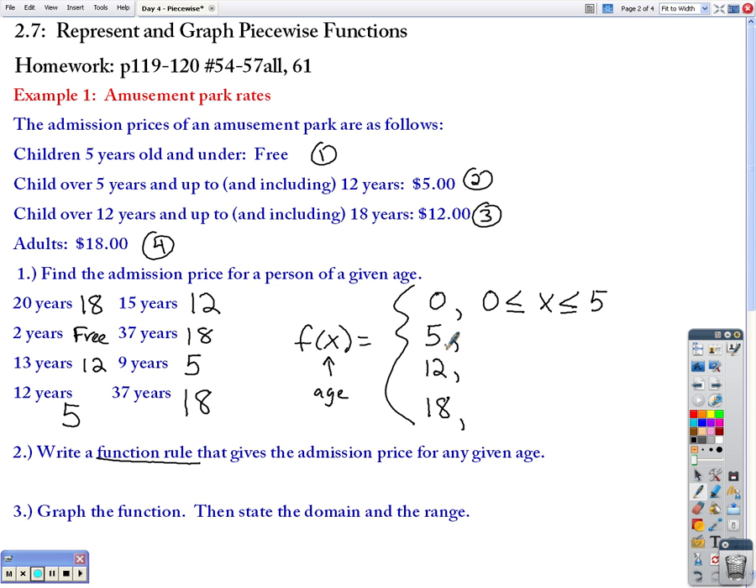It costs $5 if you're older than 5, so we're not going to put an equal to symbol there, and up to and including 12. Older than 12, up to and including 18, and adults are over 18. So here's our piecewise function. Graph the function, then state the domain and range.